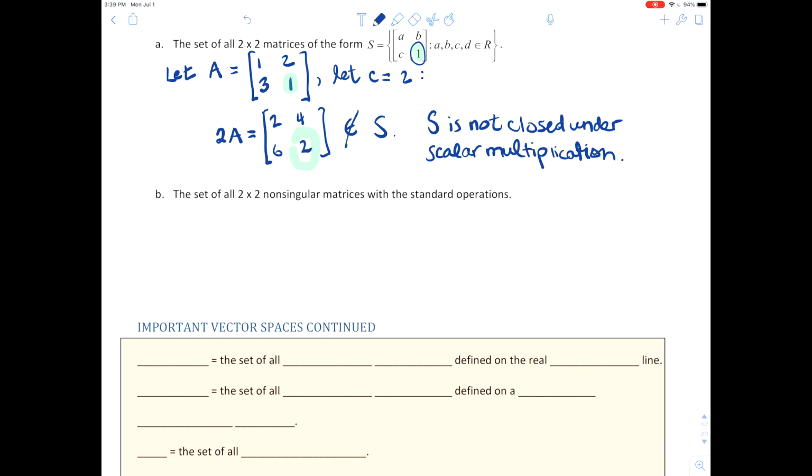So let's take a look at a counterexample because I don't think this is going to work, all right? So why don't we let A equal to, I don't know, our favorite, 1, 2, 3, 4. Notice that the determinant of A is equal to what? 4 minus 6, which is negative 2, which is not equal to 0. So A is non-singular.